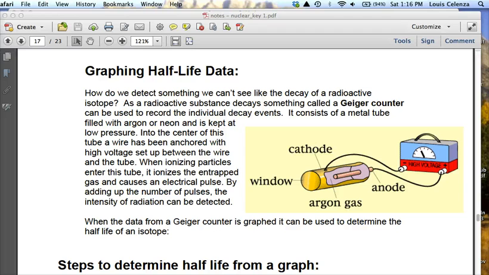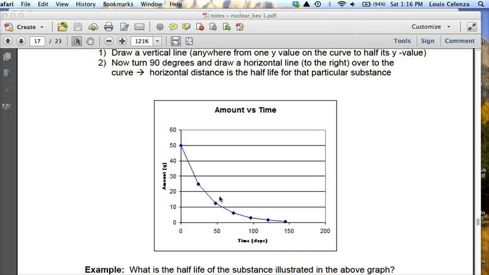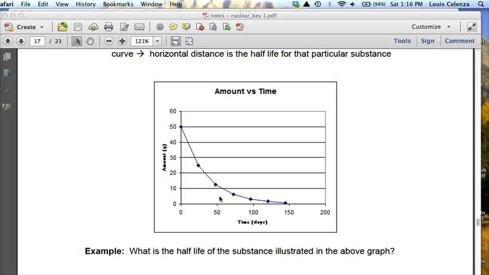I didn't want to make the previous ones that long. One of the skills that they want you to be able to do is to determine the half-life of an element using a graph. And I'm going to just quickly show you how to do it.